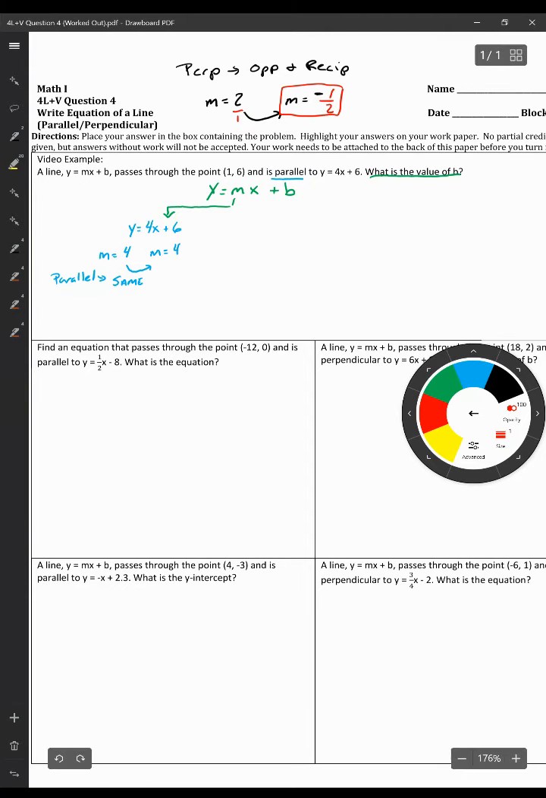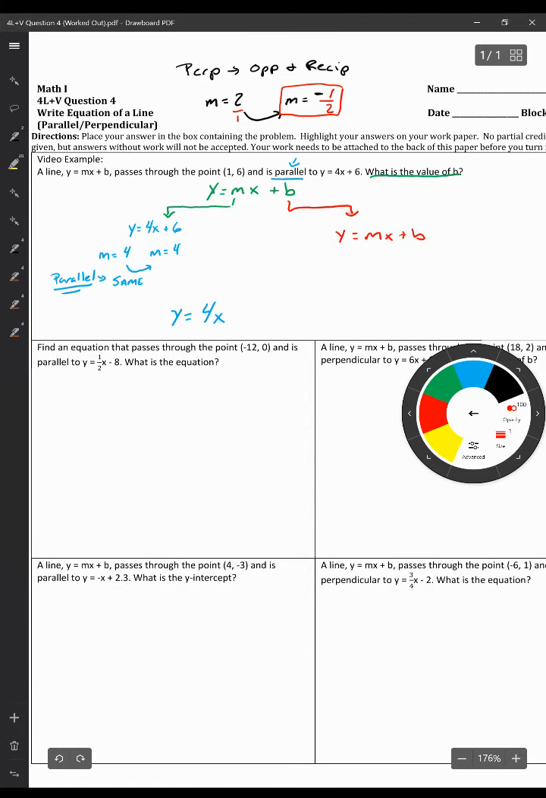In our problem, going back to our problem, we were told that it is parallel. So that's why we kept it the same. So we already know our answer is going to be y equals 4x. And then all we have to do is find out what our b term is, and then we'll have our solution. So for our b term, remember we're going to start off with y equals mx plus b.